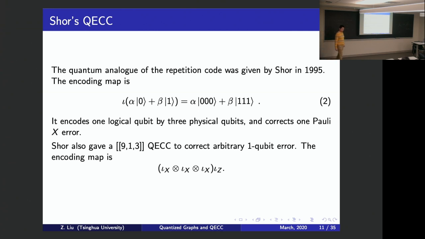For the error correction codes, the first example is given by Peter Shor in 1995. So it looks like the repetition code. And in the quantum theory, we just give this linear combination, and that's the superposition of states. We use the same map, it's isometry. So we call this single qubit in this 3 qubit space. And then Peter Shor shows that if there is an error given by a Pauli X, then we change 0 to 1. And then we can correct that.